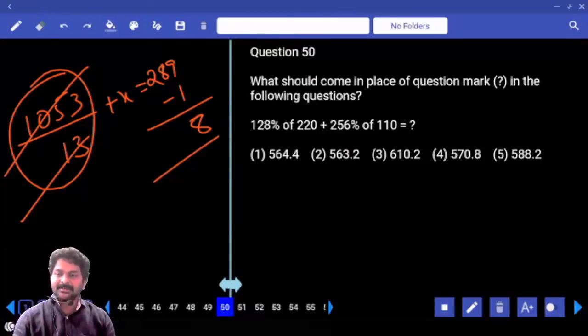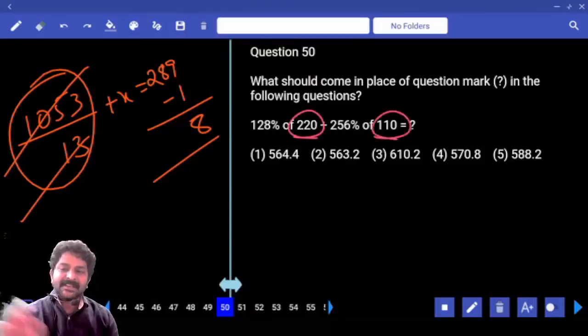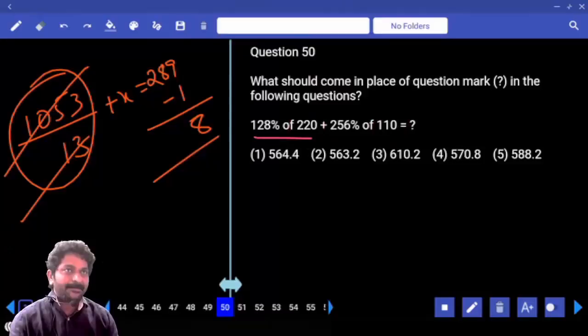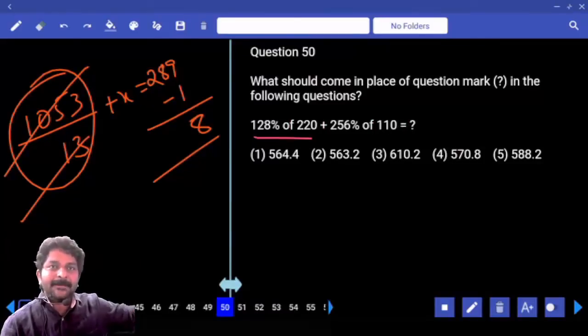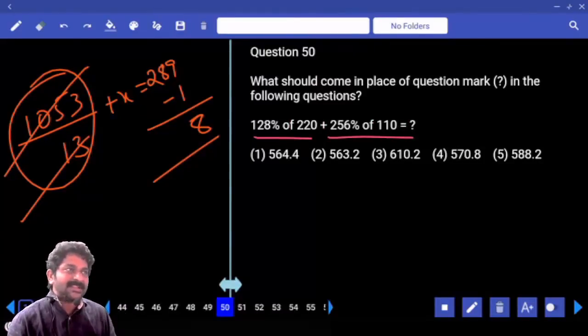Remaining option answer. These two are interesting numbers here. Why? Yes, both are 11 multiples. 128 percent of it is an 11 multiple, and 256 percent of it is also an 11 multiple. The sum of both 11 multiples, the answer also must be an 11 multiple.